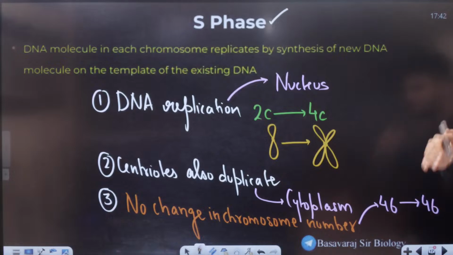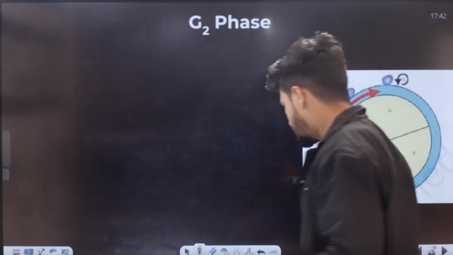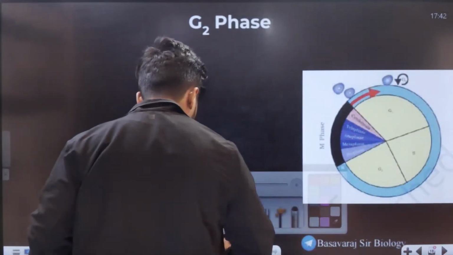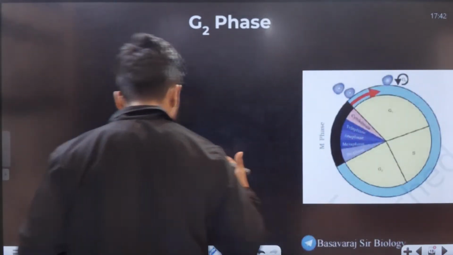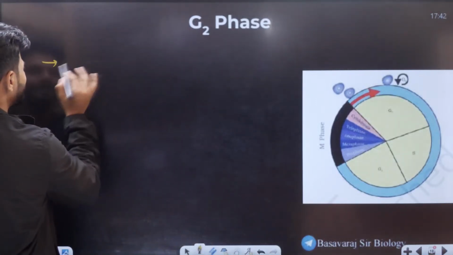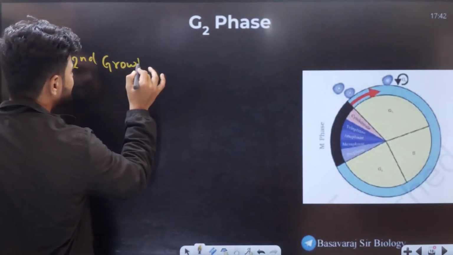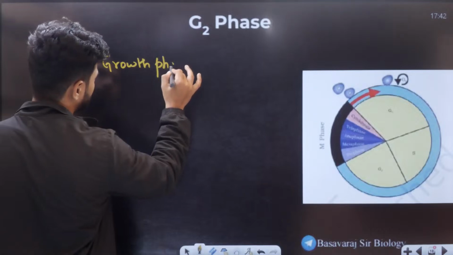Clear? Now, students, download these notes. I will make sure it's going to be available to you, right? So download them. Okay? Now, the next point is going to be very important. Again, G2, students. G2 is also very important. Now, students, what if I call G2 the second growth phase? All of you agree with me?